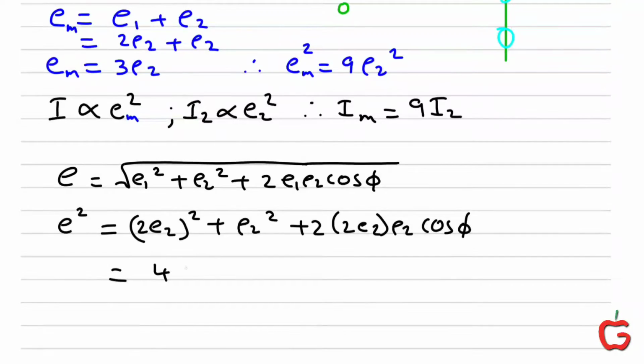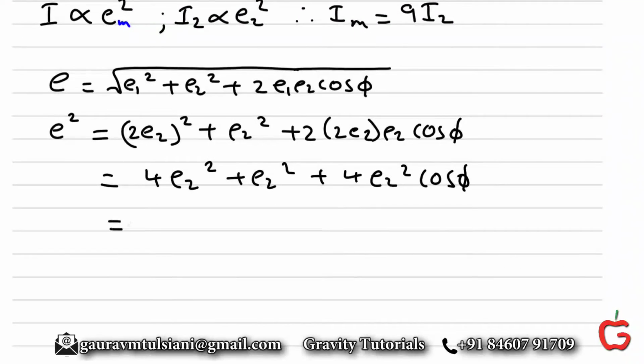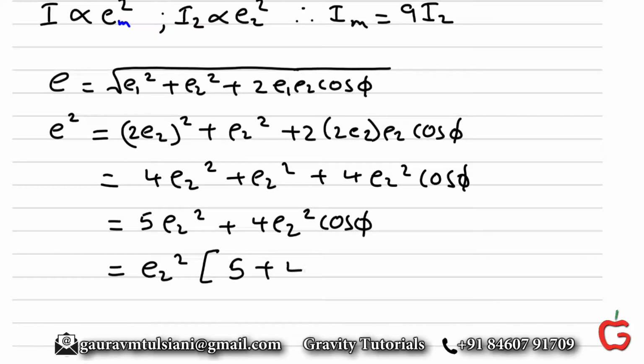So this becomes 4 E2 square plus E2 square plus 4 E2 square cos phi. So this gives us 5 E2 square plus 4 E2 square cos phi. So let's take E2 square out of this. So E2 square times 5 plus 4 cos phi. So this is in general the square of amplitude anywhere.